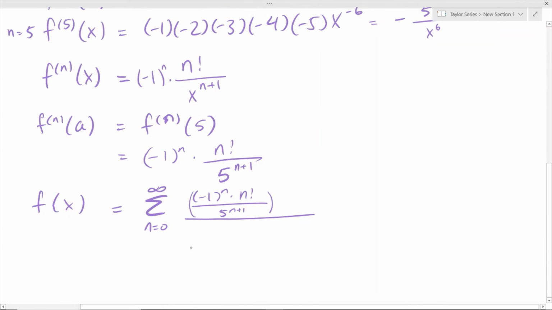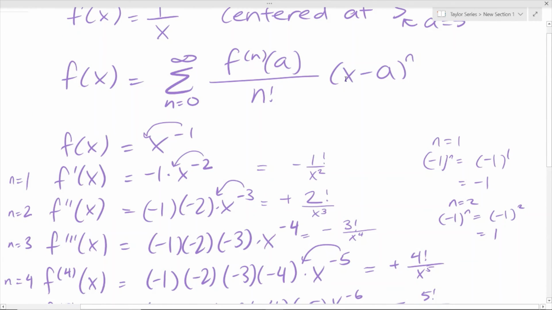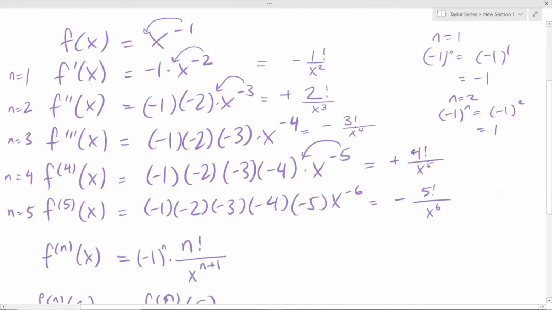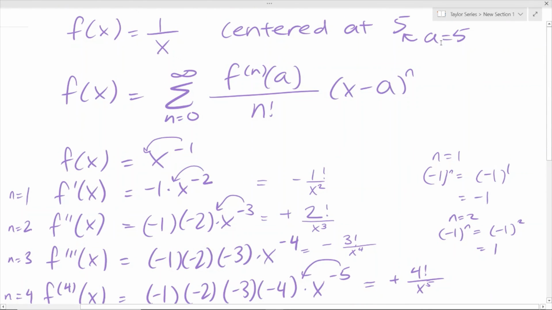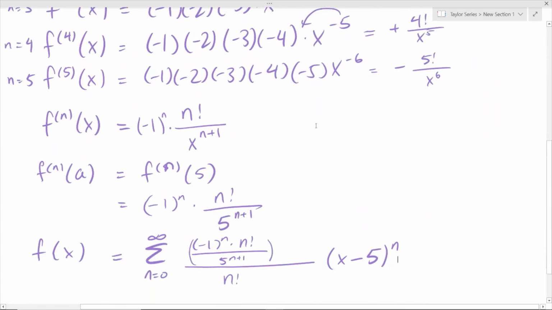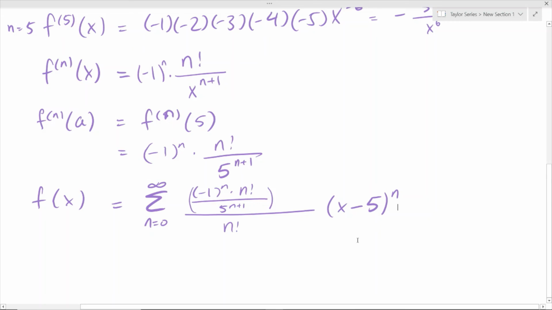And then it has to be all over n factorial, as you see in the denominator, and it has to be x minus a to the exponent of n, so we're going to copy that. X minus, oh wait a minute, a is equal to 5, so we write 5 to the exponent of n. That is because at the beginning we said a is equal to 5, so this is going to be 5 right here, okay? So we get 5 here.